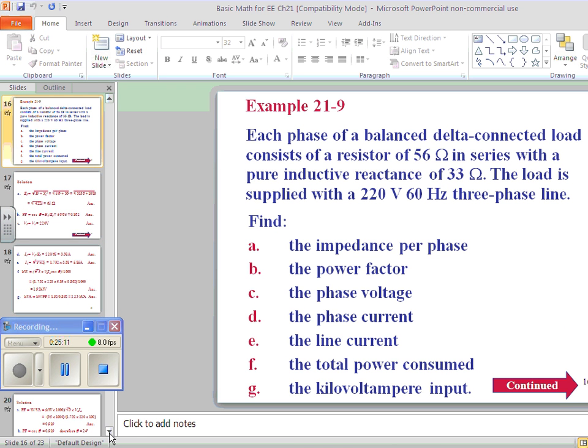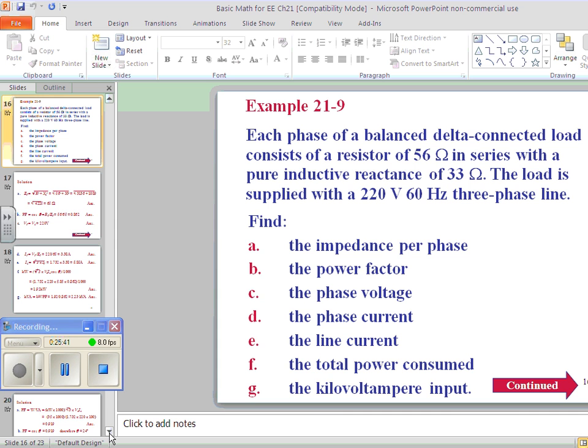Okay. Let's go to another problem. Each phase of a balanced delta connected load consists of resistors of 56 ohms in series with a pure inductive reactance of 33 ohms. Oh my God, we have an angle problem here. The load is supplied with a 220 volt, 60 hertz three-phase line. So 220 is the line, it's a delta going in, right?